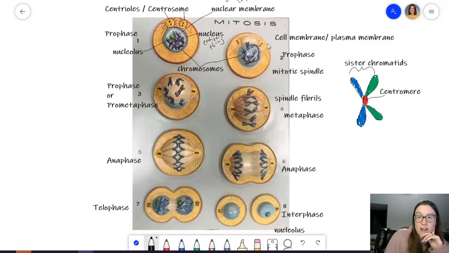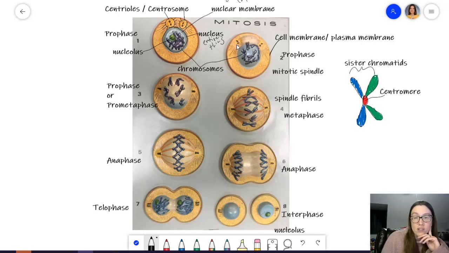Another thing here is that the outside of this part right here is the cell membrane or the plasma membrane. So this beginning part is prophase, and we can tell that it's prophase because the chromosomes have condensed, so that's like the start of mitosis. Mitosis includes prophase, metaphase, anaphase, and telophase. So the start of prophase is when the chromosomes condense, and so this is early prophase.